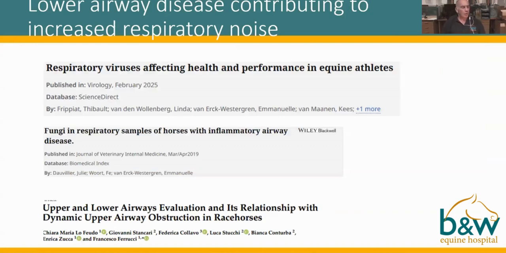So, linking towards the overlap with lower respiratory disease noise, we do know from some of Emmanuel's work that respiratory viruses do have a significant effect on athletic respiratory performance. And if there is lower airway disease, these horses can produce respiratory noise as well. Even if they don't produce a noise, there is merit in doing dynamic endoscopic evaluations to assess their function, because mucus flow and things like that are sometimes only diagnosed dynamically.